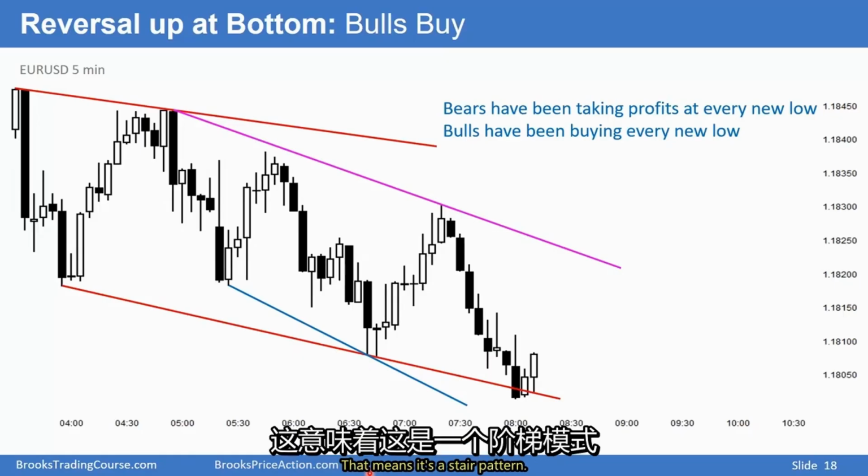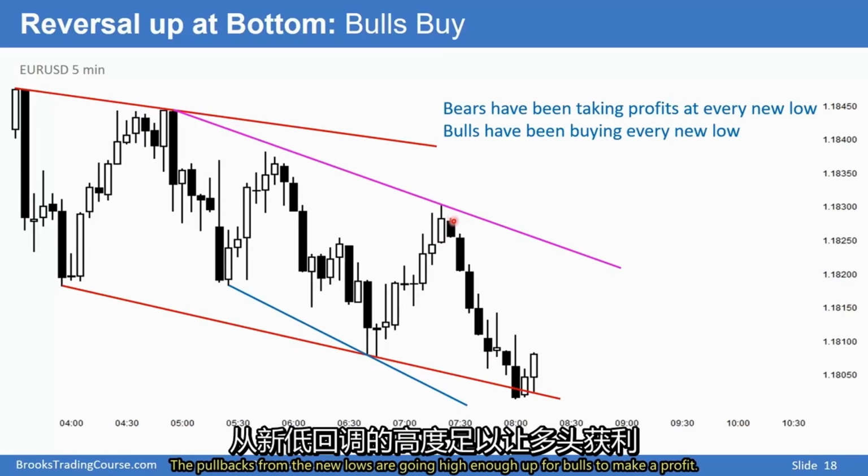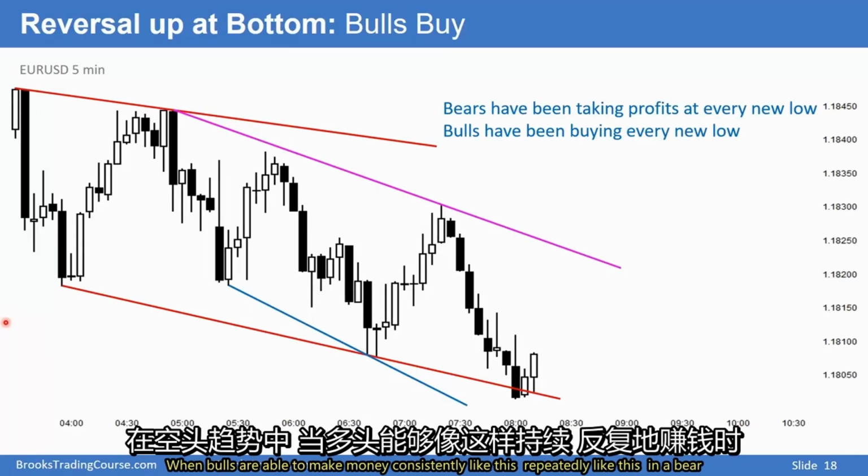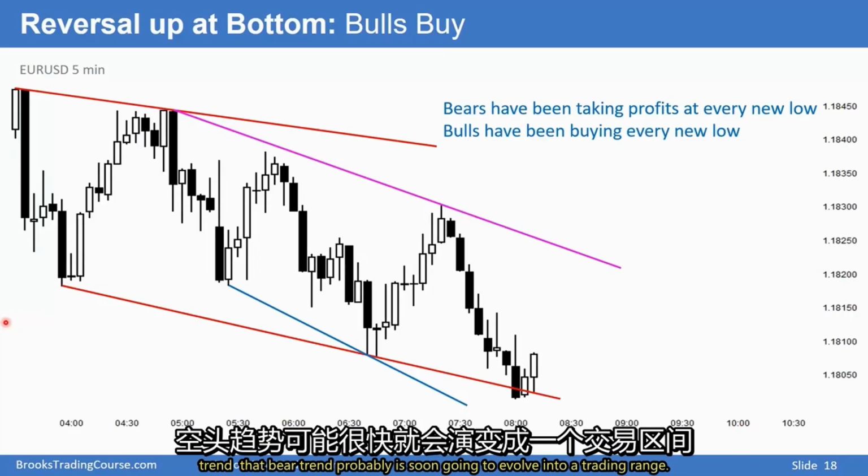That means it's a stair pattern. The pullbacks from the new lows are going high enough up for bulls to make a profit. So they'll continue to buy new lows until they no longer make a profit. When bulls are able to make money consistently like this, repeatedly, in a bear trend, that bear trend probably is soon going to evolve into a trading range.